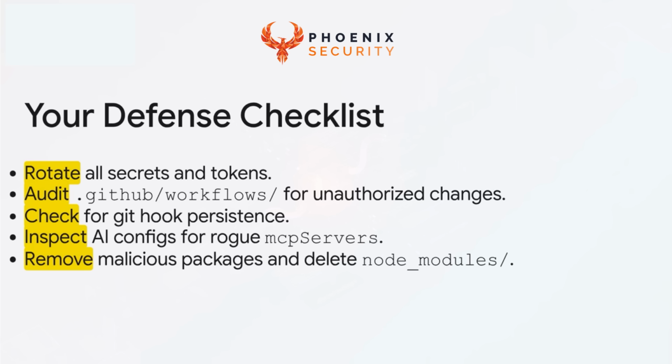First, rotate every single secret. All your NPM and GitHub tokens, all your CI/CD variables, burn them all. Next, audit your GitHub workflow files for any changes you don't recognize. Then, check for that Git hook persistence we talked about. You can do that by inspecting your global Git config. After that, you've got to manually check the config files for your AI assistants for any rogue MCP server entries. And of course, find and remove the malicious packages, and then completely nuke your node modules directory and reinstall to be safe.